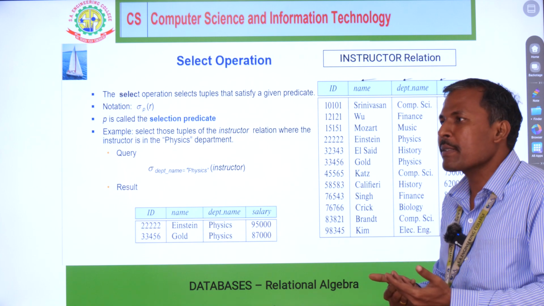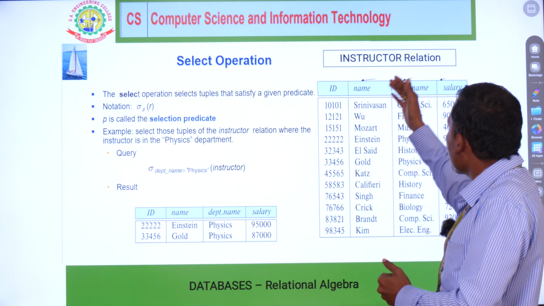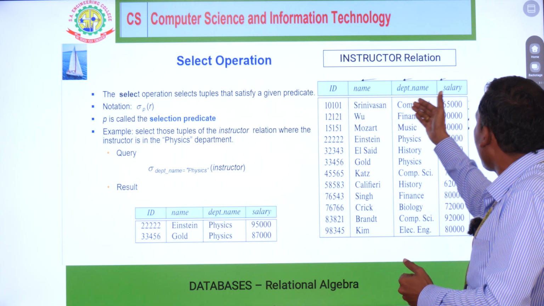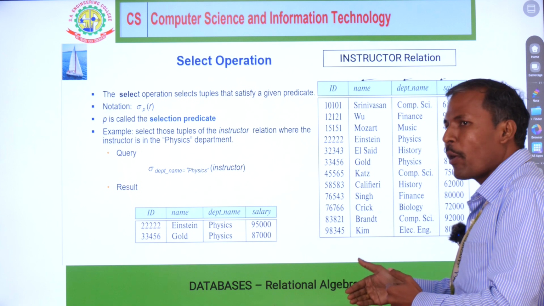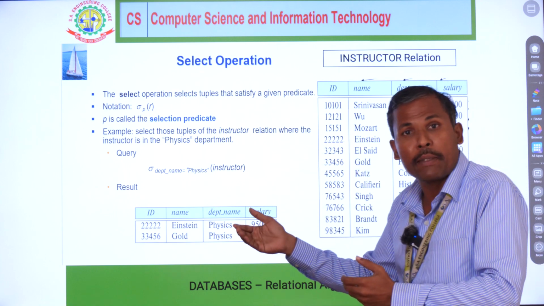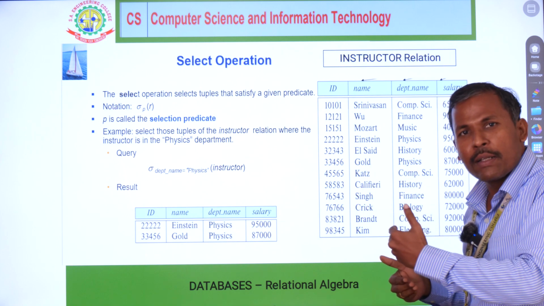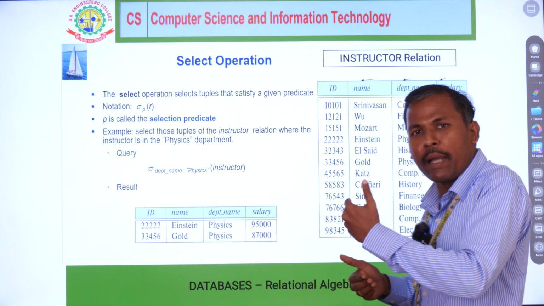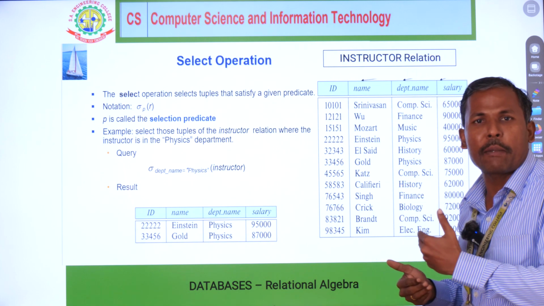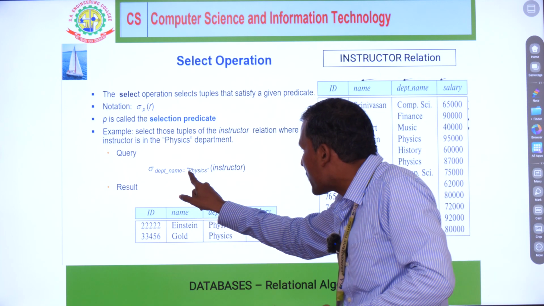For example, I have an example over here. I have taken an instructor relation which has 4 attributes: employee ID, employee name, department name, and salary. My question is, select all tuples of the instructor relation where the instructor is in the physics department. So I'm asking the database to give me all instructors who belong to the physics department. So that is my query. The condition is the instructor should belong to the department physics. We call it a predicate. So my predicate is department name is equal to physics.